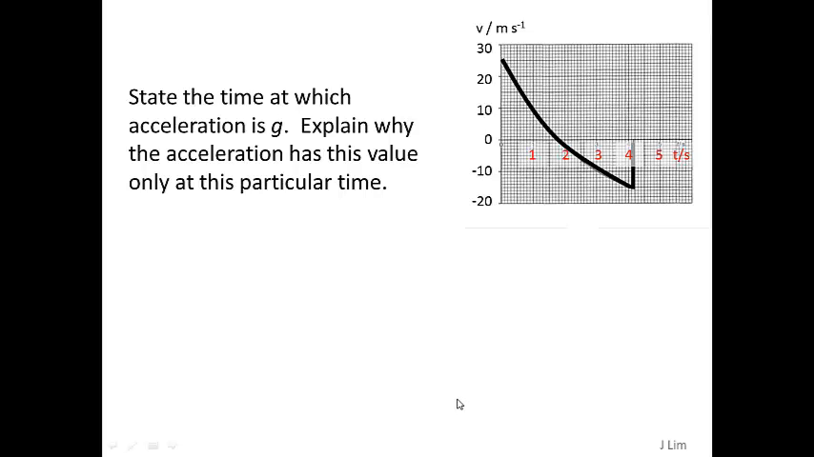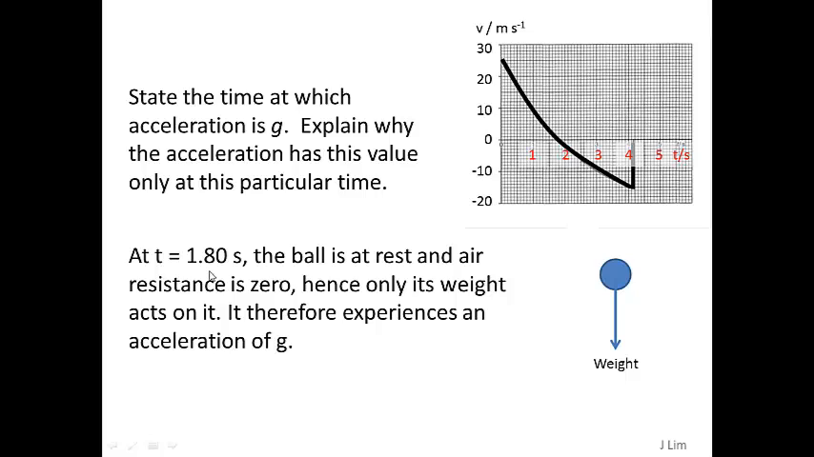State the time at which acceleration is g. Explain why the acceleration has this value only at this particular time. At time t equals 1.8 seconds, the ball is at rest and air resistance is 0, hence only its weight acts on it. It therefore experiences an acceleration of g.